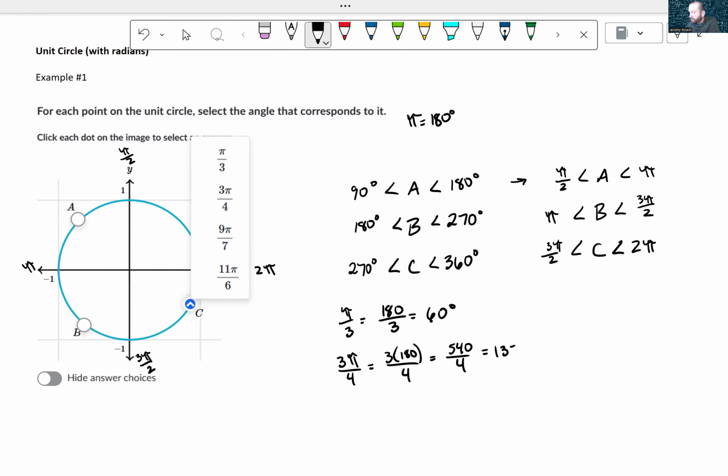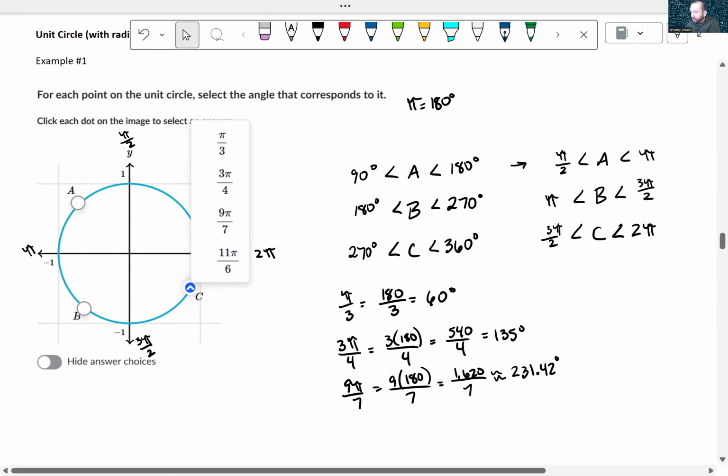is 135 degrees. 9 pi over 7, 9 times 180 over 7, which gives us 1,620 over 7. And that's about 231.42 degrees. Now, the reason we use radians is to be very exact with degrees. I put about for this because it's just an estimate out to the hundredths place. So that's why we use radians instead of degrees a lot of times.